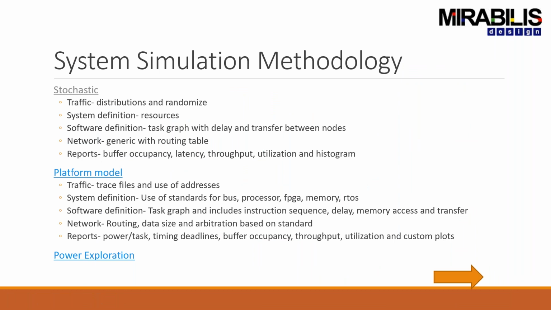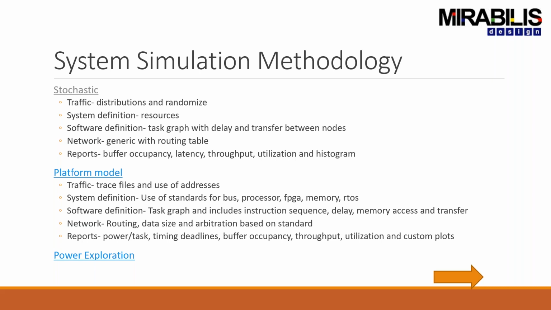From there, we can start going into something that's extremely detailed. So this is what's called the platform model. The platform model would now, rather than using a distribution, you can say, you know what, I have some data from an old project, or I have a specific sequence. So rather than creating a distribution or just a randomized traffic sequence, I can now use a more realistic profile.